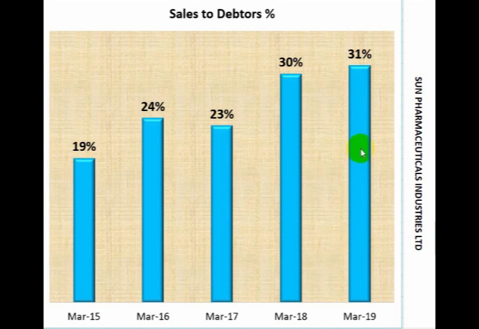Here we see that in March 19 it has crossed my benchmark of 30%, where it means that the amount of payment we are yet to collect from customers was 31% of the sales. So anything above 30% is doubtful and needs to be looked into. An increasing ratio would basically mean that the company is selling more goods on credit, and that may be because of subdued demand.